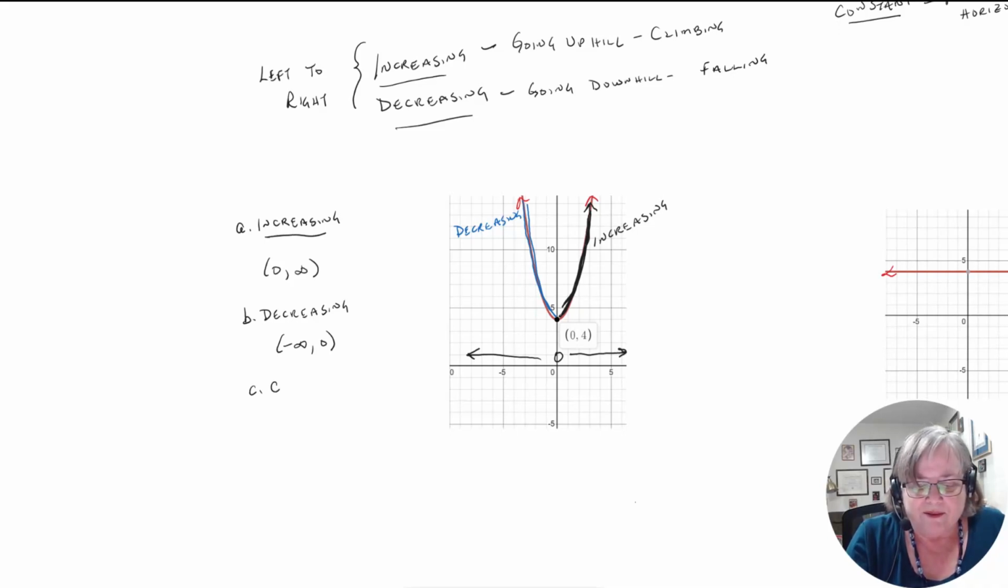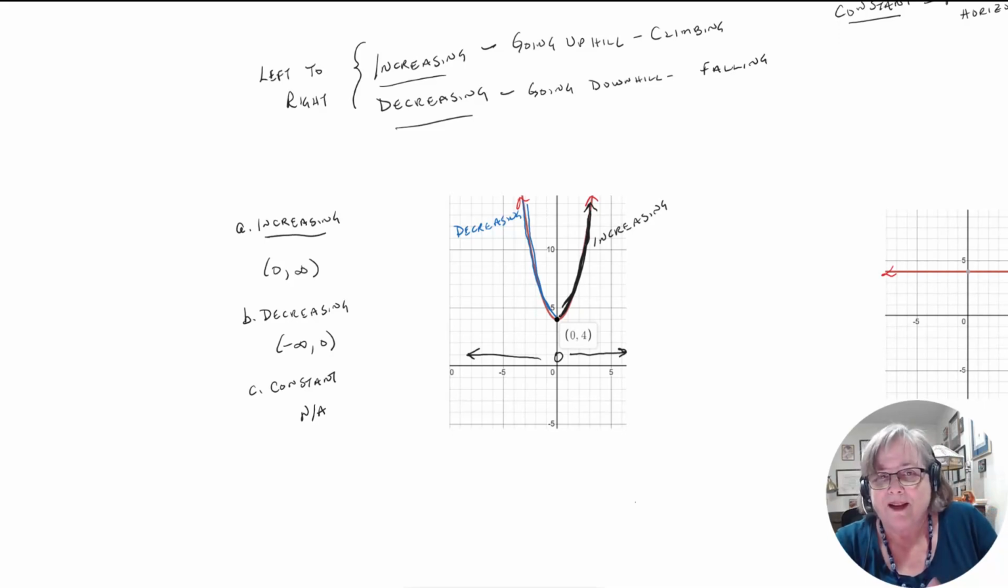And where is it constant? It is not anywhere in there constant. So sometimes you can write n/a, which stands for not applicable. Some teachers have you write none. Don't write some sort of phrase that's an alternative to none or not applicable, like the student who once wrote on the test, "I don't think so." Just answer the question. All right.